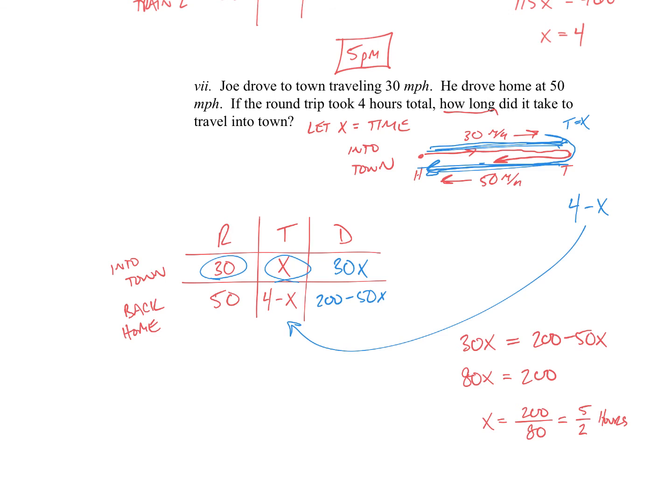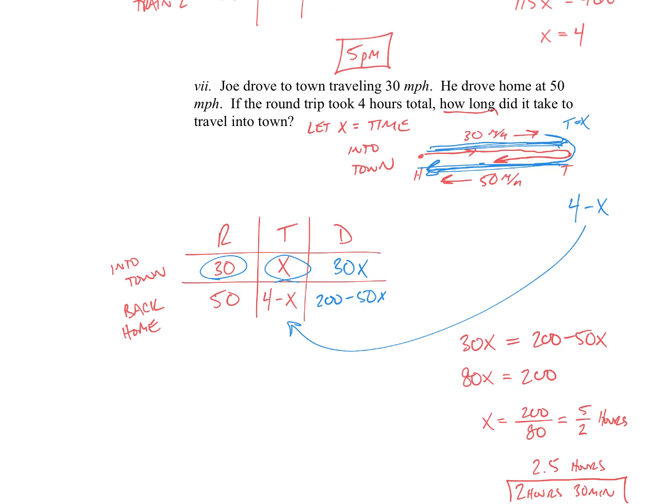5 halves hours, or sometimes people like decimals, so we'll say 2.5 hours, or we could say 2 hours, and 0.5 hours is 30 minutes. So I'm going to go with that. 2 hours and 30 minutes. That's how long it took him to travel into town.